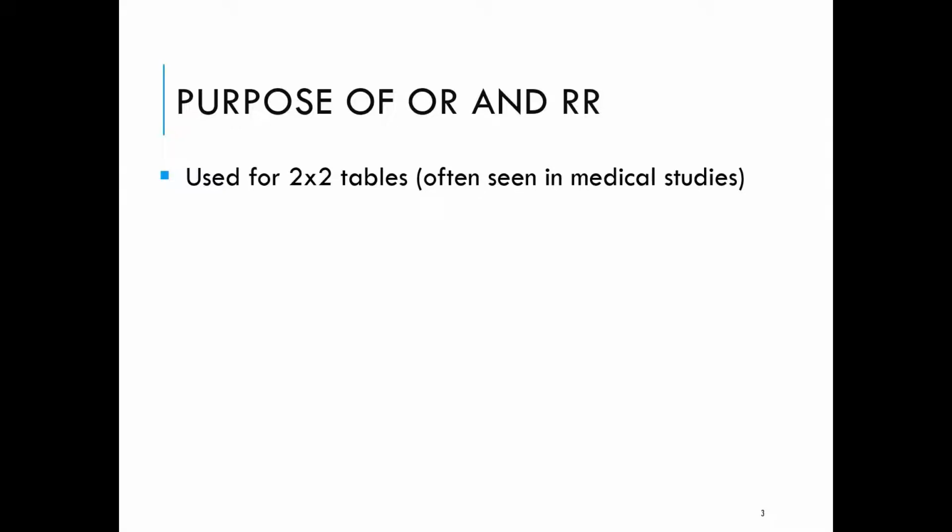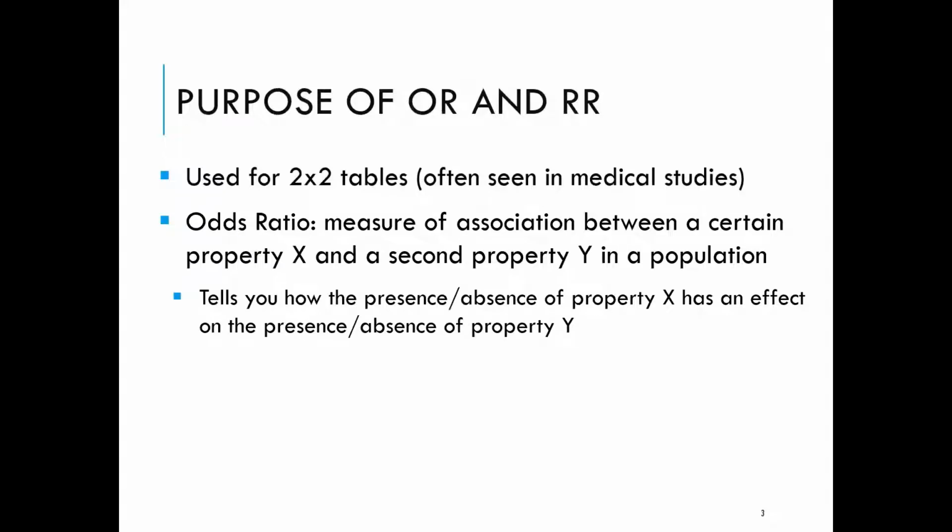Odds and risk ratios are used for 2x2 tables. This is important because we often see 2x2 tables in medical and clinical studies. The odds ratio is used to measure the association between a property X and a second property Y in a population. The odds ratio tells you how the presence or absence of property X has an effect on the presence or absence of property Y.